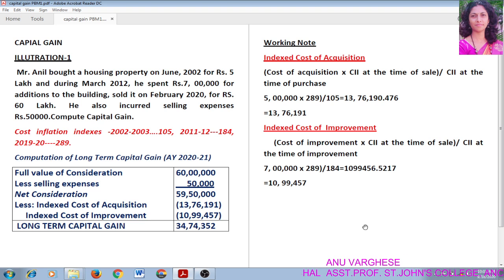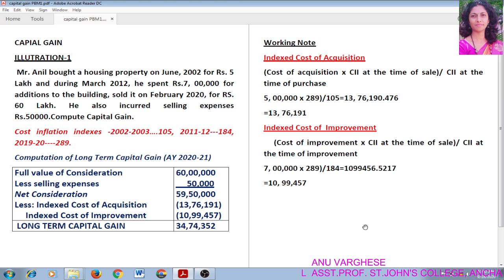Point number 2. In case of assets acquired before 1/4/2001, the cost of acquisition of the asset shall be allowed to be taken as fair market value on 1st April 2001 or actual cost, as chosen by the taxpayer. Usually that may be fair market value or cost of acquisition, whichever is higher. Then that opted figure can be indexed.